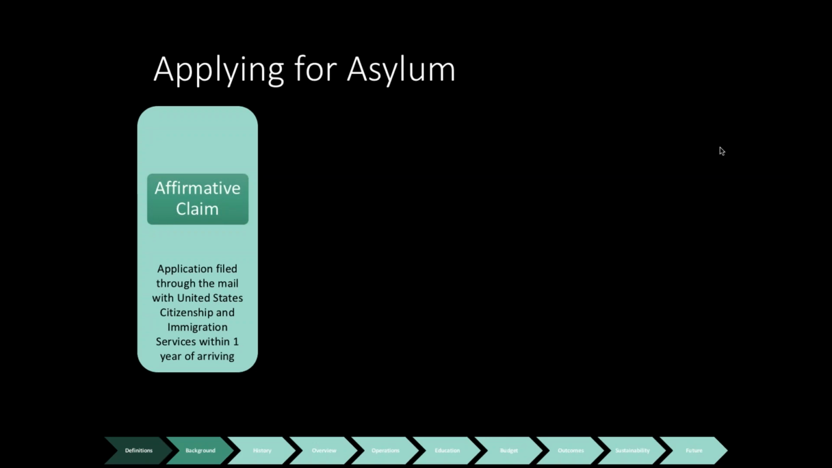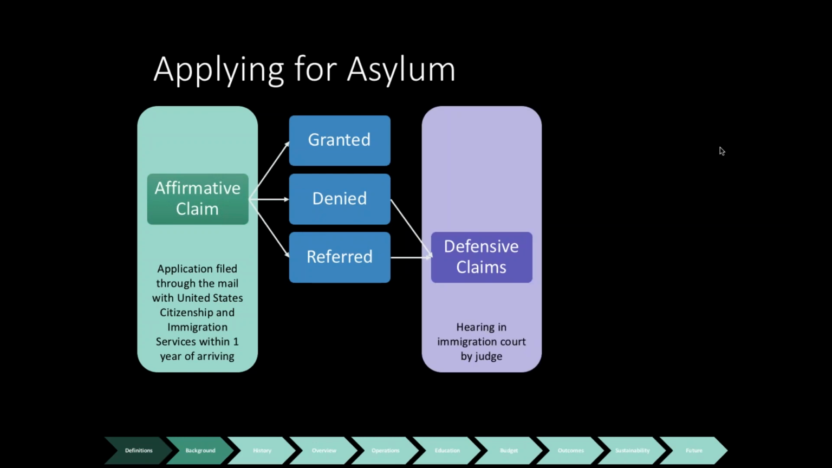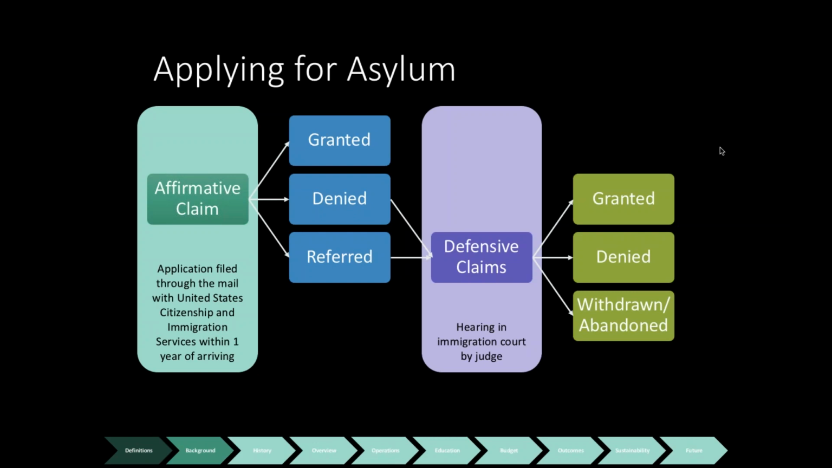That bar of 1 year can actually be a pretty high bar for a lot of asylum seekers to meet, but there it is. So once they've filed for asylum with an affirmative claim, that claim may either be granted outright, it may be denied, or it can be referred directly to immigration court, wherein it undergoes a defensive claim. Essentially, there's a hearing in immigration court by a judge, with the asylum seeker there. And then from there, the claim may, again, either be granted, denied, or withdrawn.